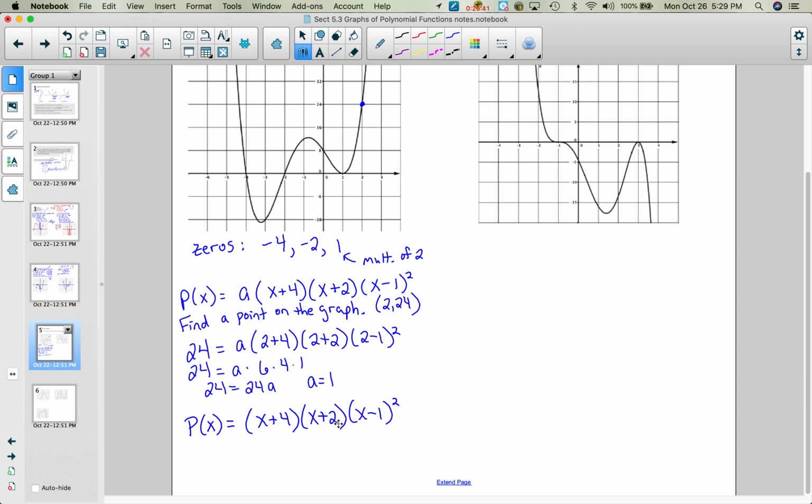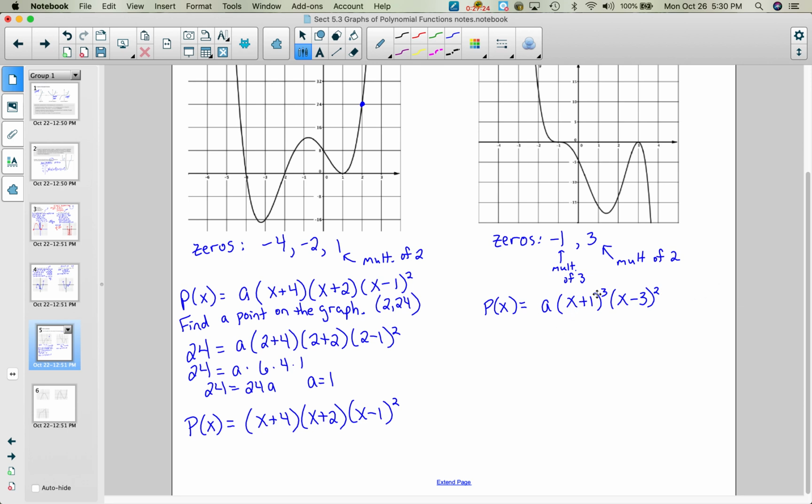And you do not have to multiply that out. You can leave it in factored form. So next problem, my zeros are negative 1 with a multiplicity of 3 and 3 with a multiplicity of 2. So p of x equals, I don't know what my leading coefficient is, a times x plus 1 quantity cubed, x minus 3 quantity squared would be my function.